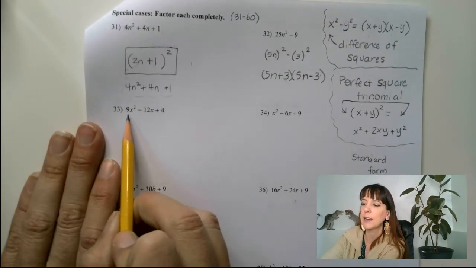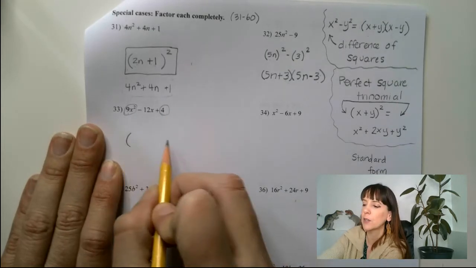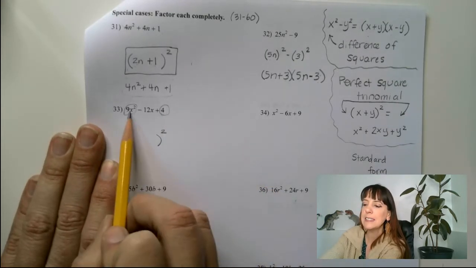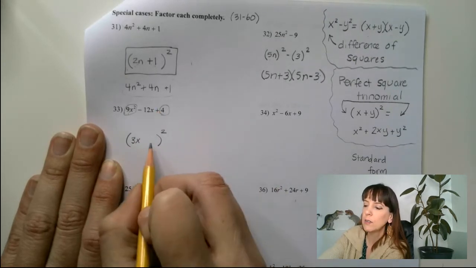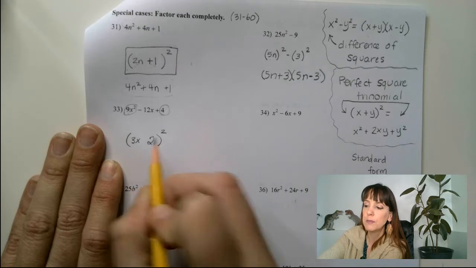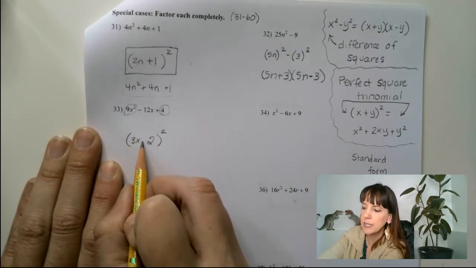Okay, so let's look at this guy. Perfect square here, perfect square here. So it's probably a perfect square trinomial. This guy would be 3x, and this would be 4, the square root of 4 is 2, okay? Now, the sign that goes in here is whatever this is, because watch this.